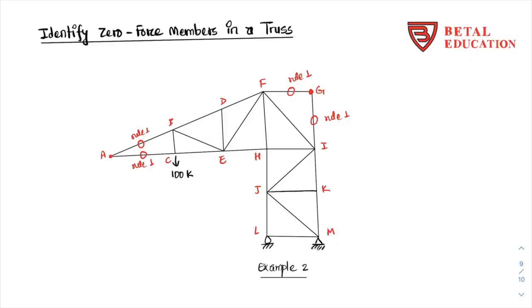So let's move on to rule 2. At node D, since BD and DF are collinear, this must carry zero force. Rule 2. At node K, this carries zero force because of rule 2. I think that's pretty much for now. So let's move on to rule 3.